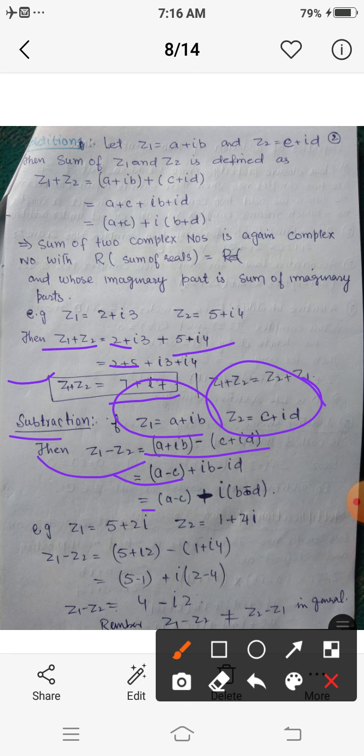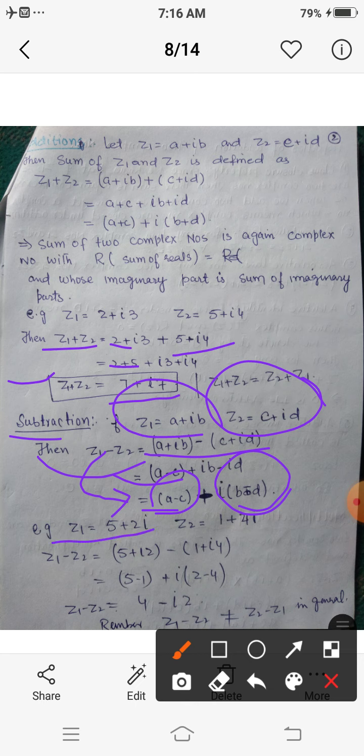which is simply a minus c plus iota times b minus d. Now a is real, c is real, which implies that a minus c is real, and b and d are real numbers, which implies that b minus d is real. Hence subtraction of two complex numbers is again a complex number whose real part is the difference of the real parts and imaginary part is the difference of their individual imaginary parts.